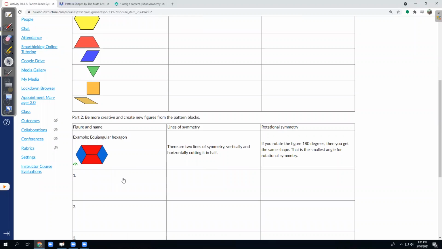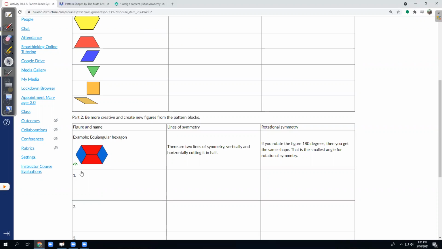Now, the second part here, I want you to create a figure, any figure you want, and then, based on that figure, I want you to explore if it has any symmetry at all, line symmetry or rotational symmetry. So I made this figure right here by sticking together 2 trapezoids and 2 of the blue rhombi here. And I made this new 6-sided figure here.